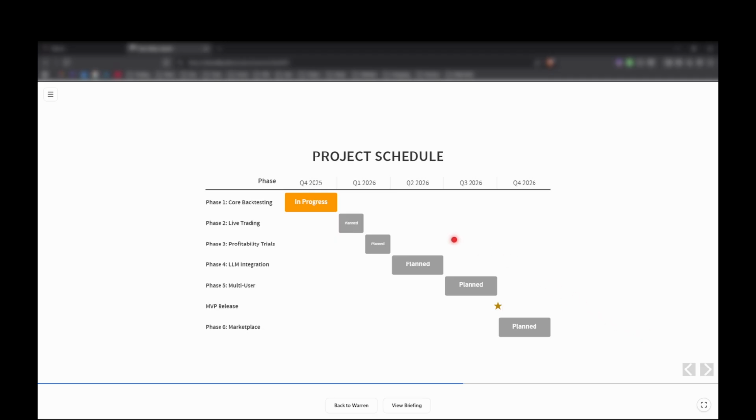Let's see. So the project schedule originally was this. Around early Q1 2026, the core backtesting engine closed out, and all these others are OBE. I'm not worried about these right now. So I got the core backtesting engine and user interface done, and it answered a lot of. It didn't give me the answers that I wanted to my questions, but it did give me the answers to my questions, and that itself was extremely valuable.